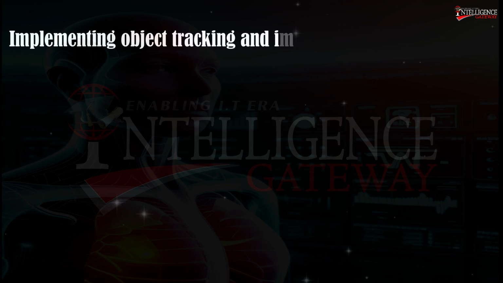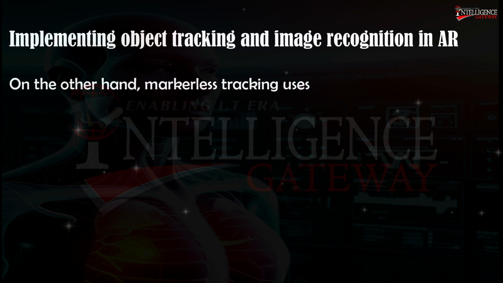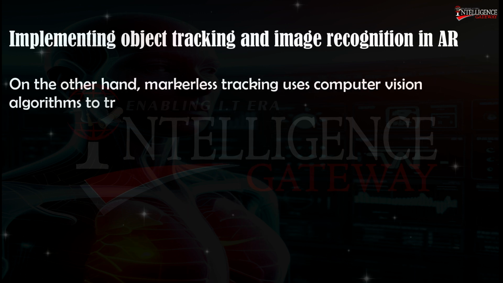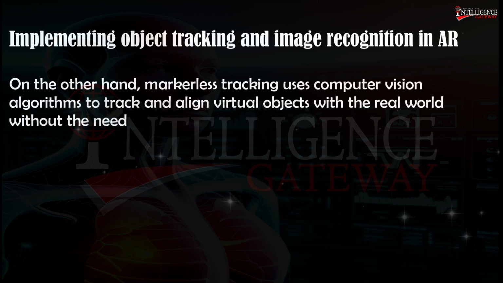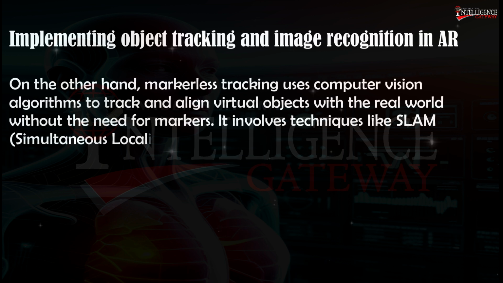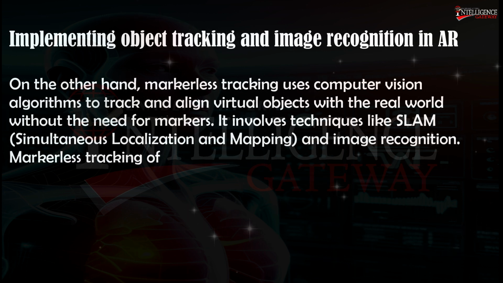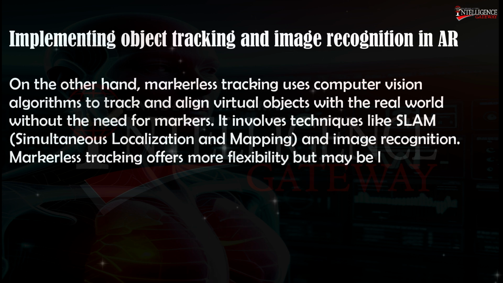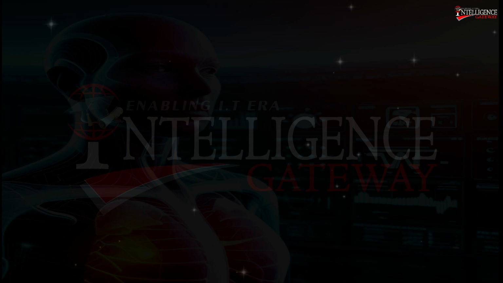Implementing object tracking and image recognition in AR. On the other hand, markerless tracking uses computer vision algorithms to track and align virtual objects with the real world without the need for markers. It involves techniques like SLAM, simultaneous localization and mapping, and image recognition. Markerless tracking offers more flexibility but may be less accurate in certain conditions.